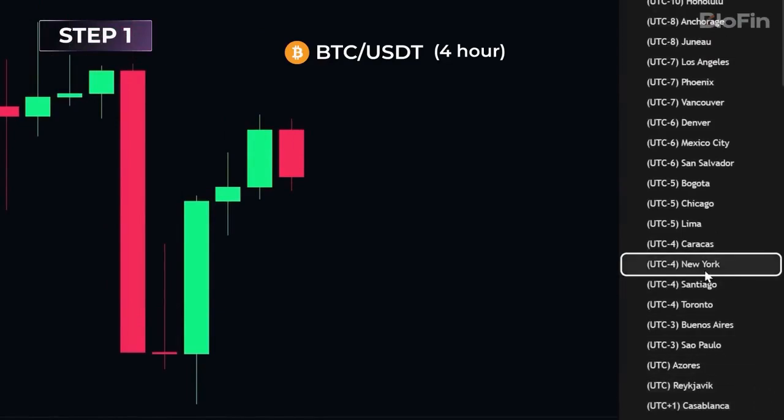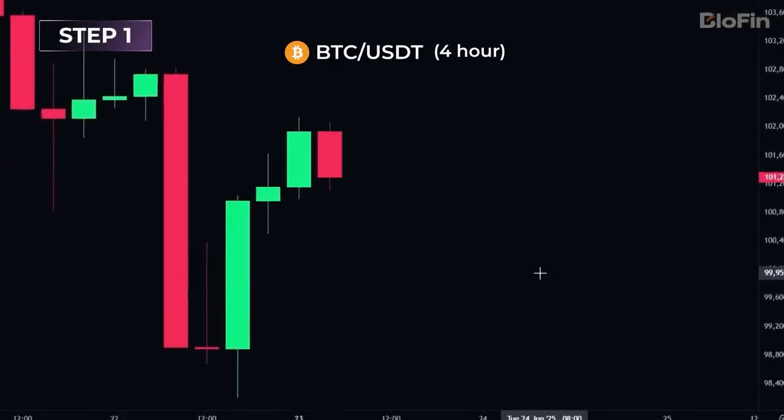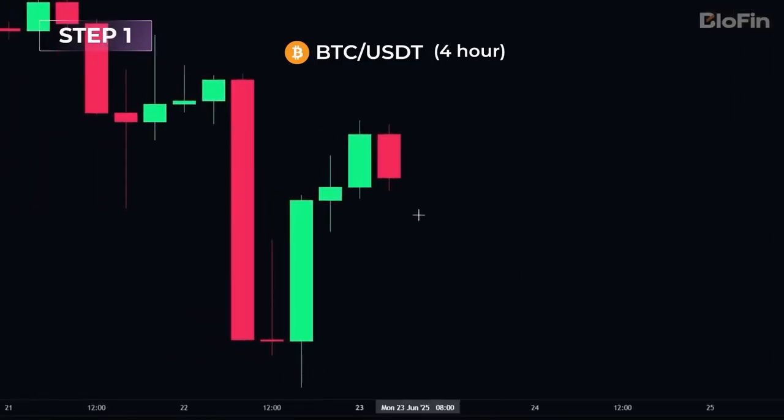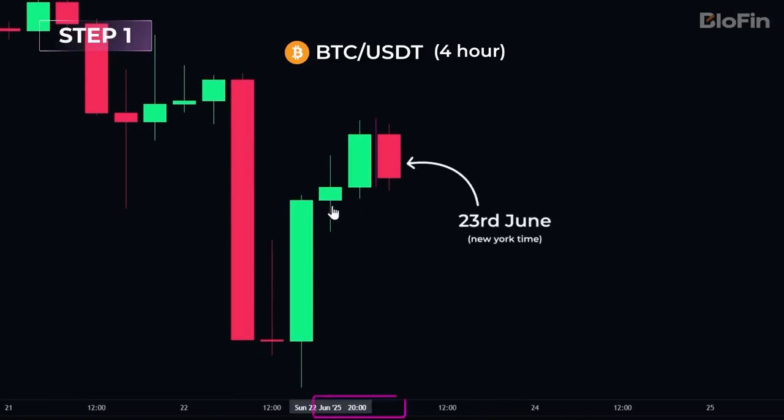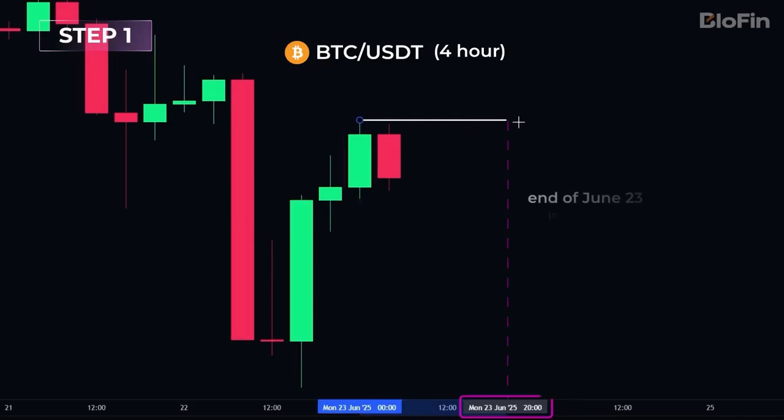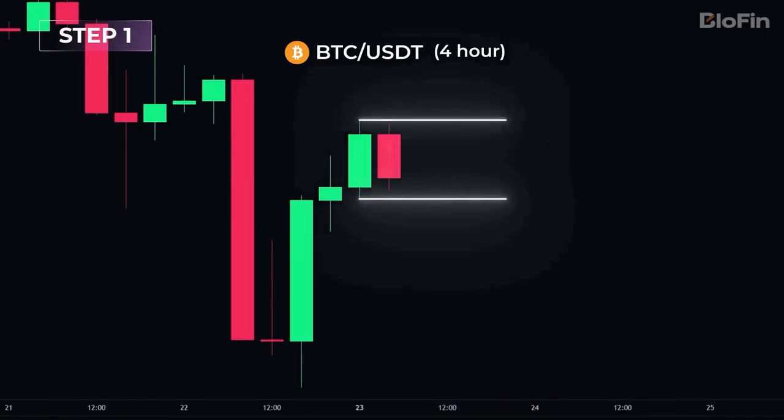Next, go to the time zone setting on the bottom right corner of the chart and select New York time. Now this step is very important because we want the first 4-hour candle to be based specifically on the New York time. Next, hover to the first 4-hour candle that formed on today's date. In this example, since it's June 23rd, the first 4-hour candle that formed today is this one. Then, simply draw a line at the high and low of that candle and extend both lines to the end of the day. That's your 4-hour range on this chart.